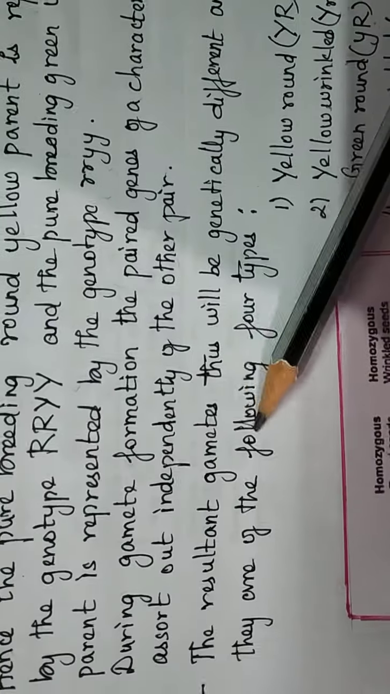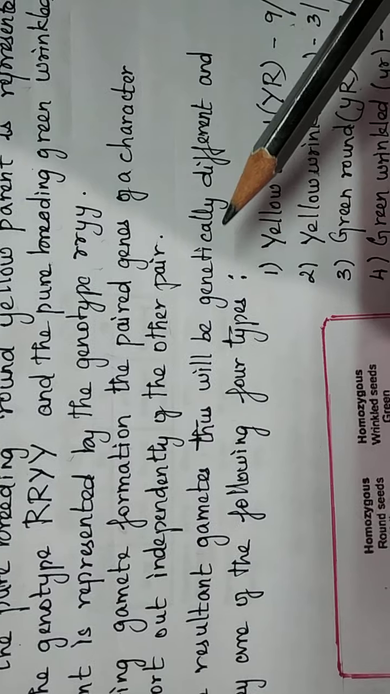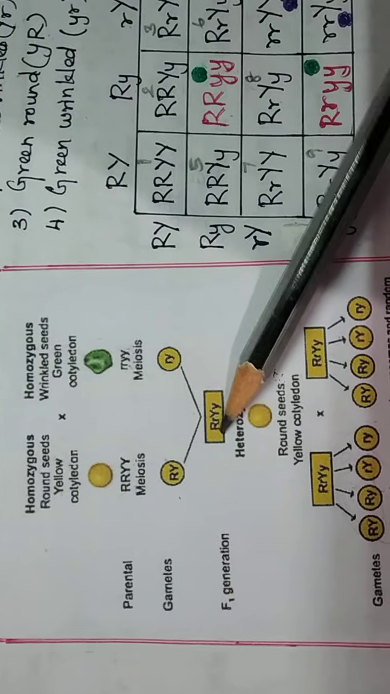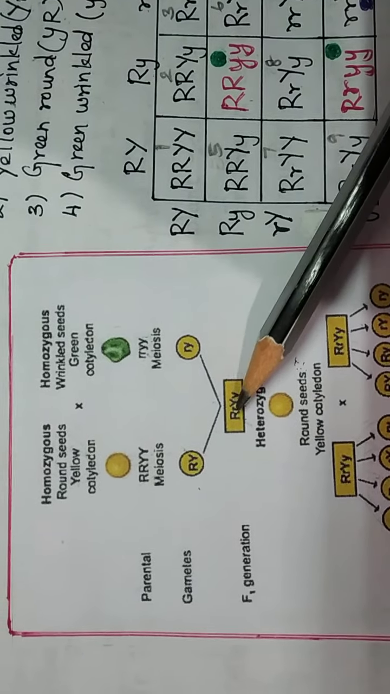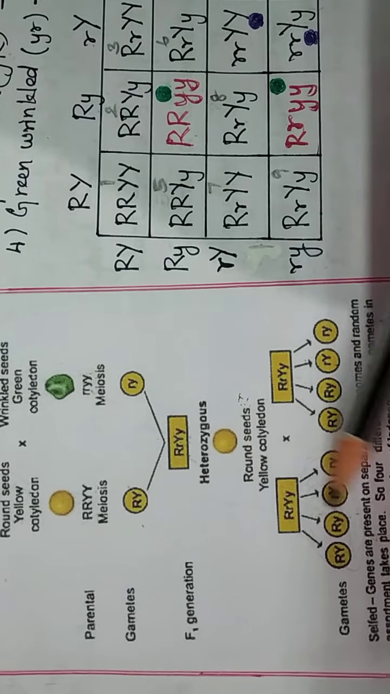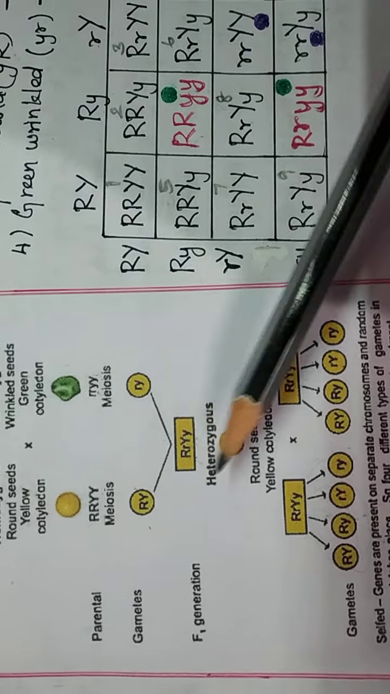The resultant gametes are genetically different, and they are of the following four types. So after the F1 generation, four types of gametes are formed: capital R capital Y, capital R small y, small r capital Y, and small r small y. These are the four types of gametes present in the F1 generation. They assort independently during meiosis.